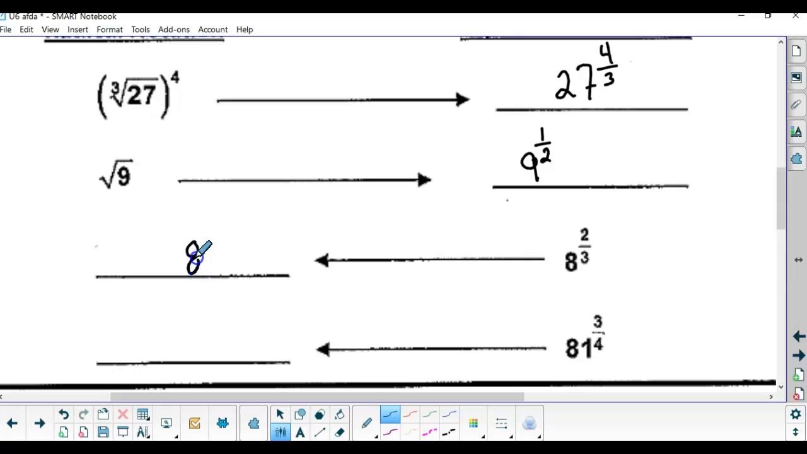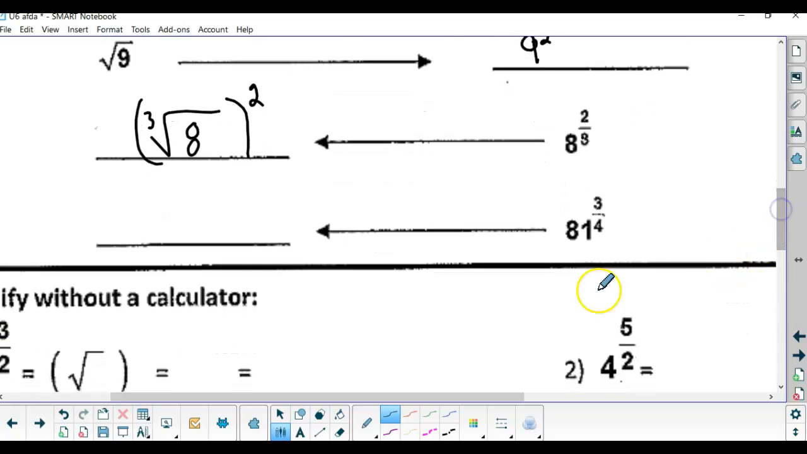So 8 is the base. And then we're going to take the cube root, that's the denominator, the 3, and then we're going to raise it to the second power. So notice that that 2, or the numerator, always stays, right? Doesn't really change positions. So this is 81. And we're taking the fourth root of 81, and then we're going to cube the fourth root of 81. That's what that means.